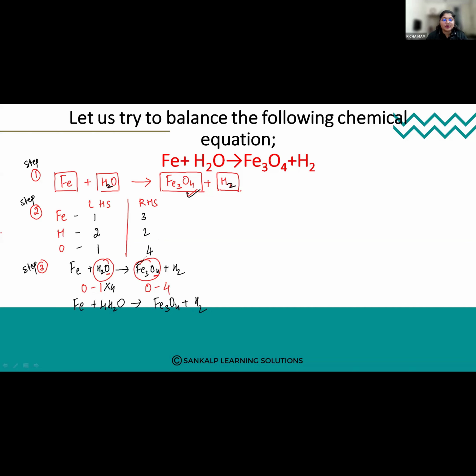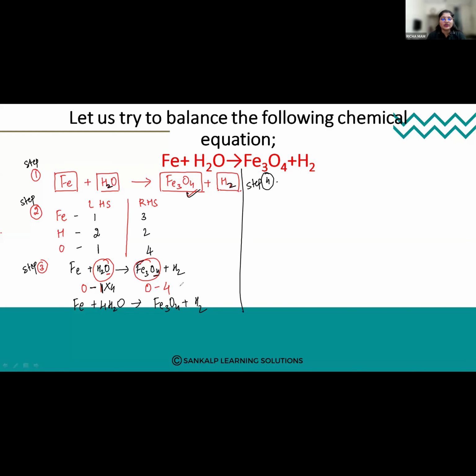So in the third step, I have selected the compound with the maximum number of atoms. The next step is to balance the oxygen atoms. How many oxygen atoms are here? On the right hand side there are 4, on the left hand side there is 1. So if I want to make it 4, I am going to multiply it by 4. So Fe plus 4H2O giving you Fe3O4 plus H2. This is my third step.